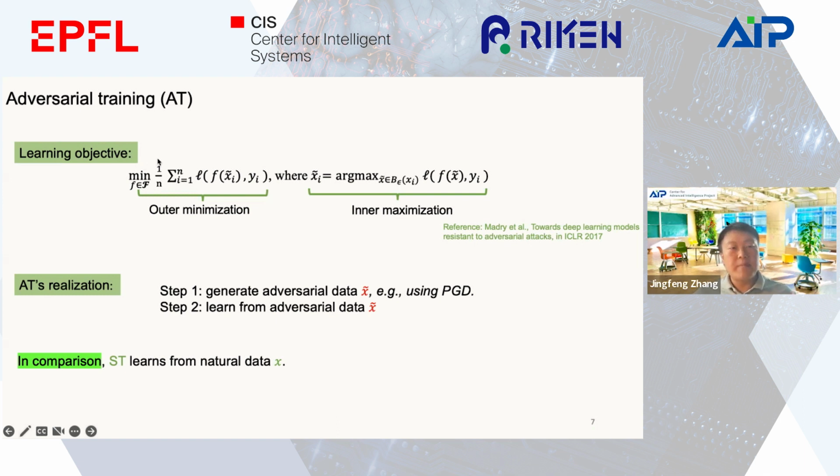To realize this learning objective, we use an alternating optimization technique. At each epoch, adversarial training conducts step 1 and step 2 alternately. Step 1 is to generate the adversarial data using the PGD method. Step 2 is to minimize the loss on the generated adversarial data. In comparison, at each epoch, standard training minimizes loss on the natural data with respect to the model parameters.